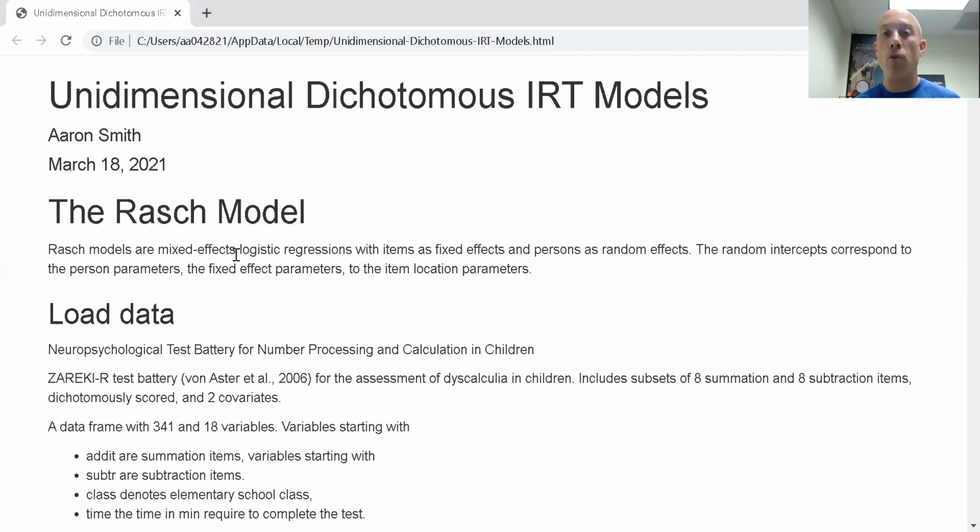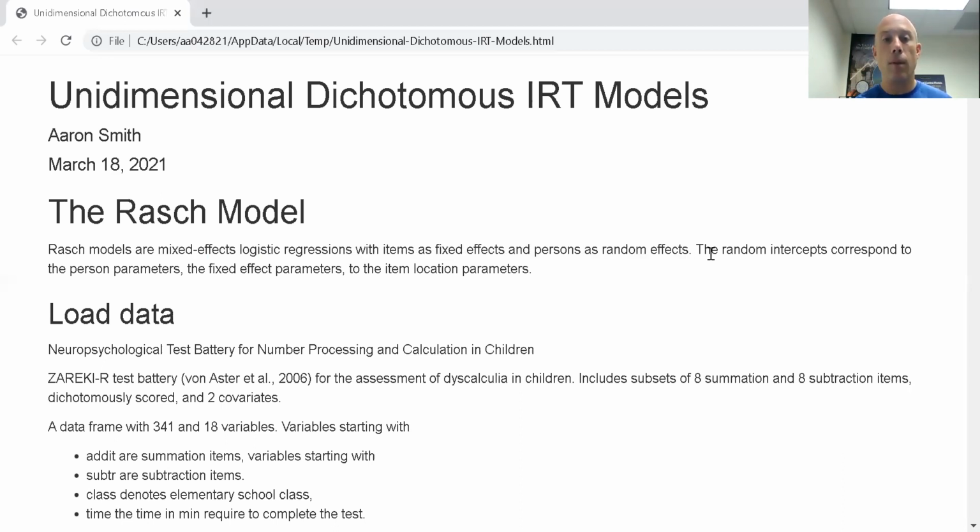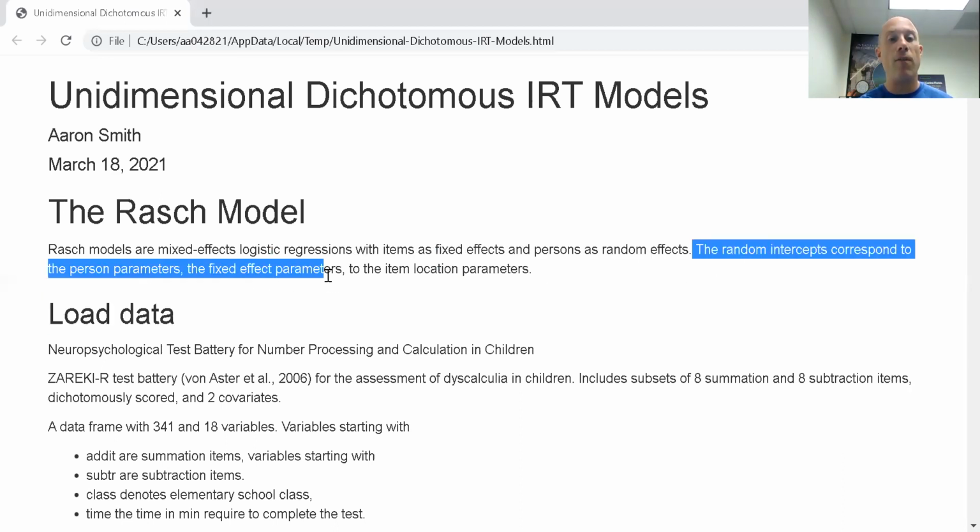Now, how we word this in terms of more sophisticated statistics is that a Rasch model is a mixed effects logistic regression model with items as fixed effects and persons as random effects. So we're treating the difficulty of each question as a fixed effect, and we're treating the overall ability of a student as the random effects in the model. The random intercepts correspond to the person parameters, and the fixed effects parameters are the item location parameters.